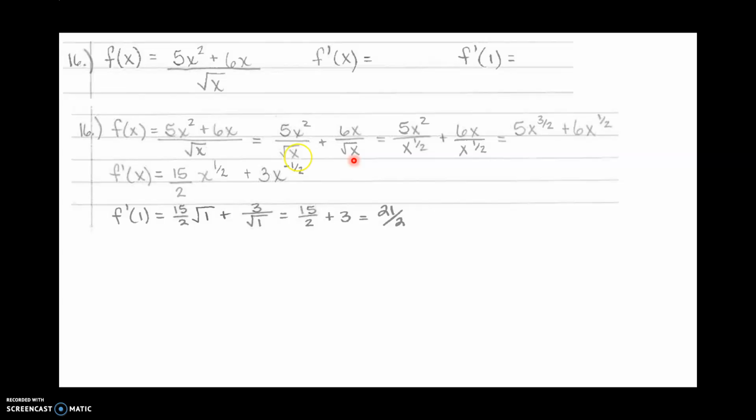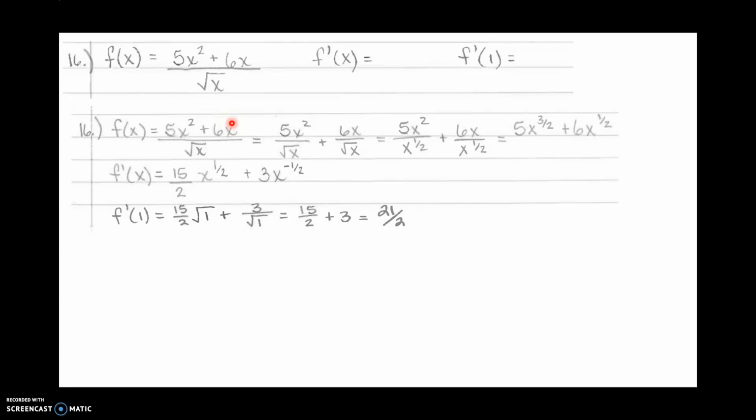Then I'm going to rewrite the square root of x as x to the 1/2 for each of those denominators. Because when your bases are the same and you're dividing, you can subtract your exponents. So x to the second divided by x to the 1/2 would just be 2 minus 1/2, or 3/2. So that would be 5x to the 3/2. And then here, x to the 1 over x to the 1/2, 1 minus 1/2 is just going to be x to the 1/2.